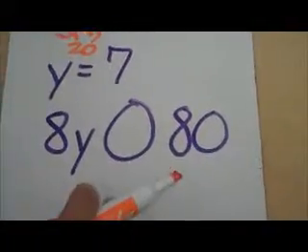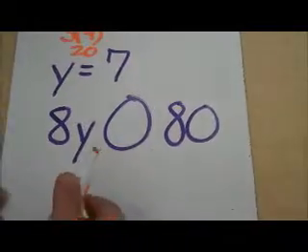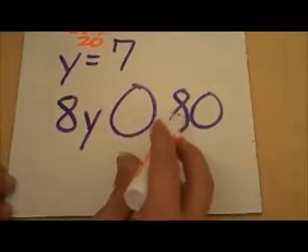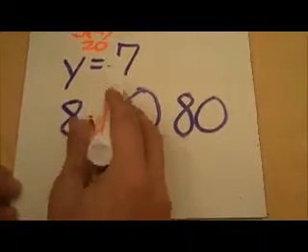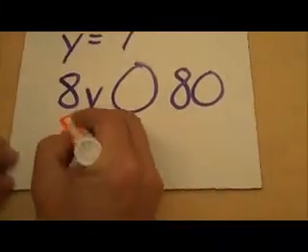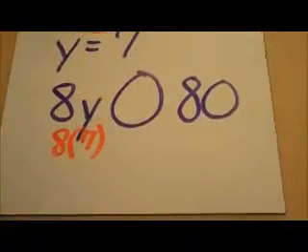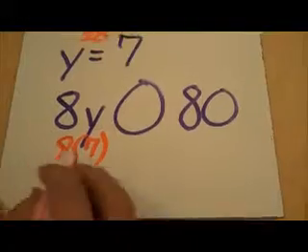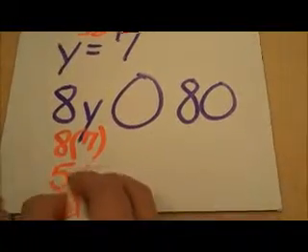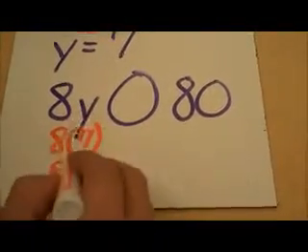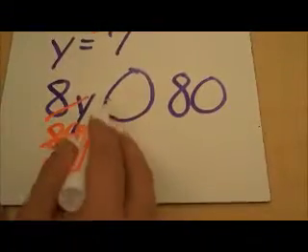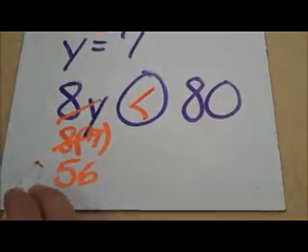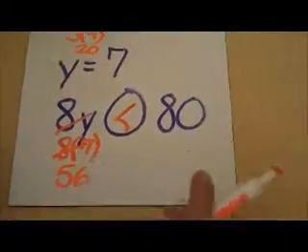Moving to the second one, same idea exists. I have 8y is greater than, less than, or equal to 80. So I'm going to plug 7 in for my y. Now I have 8 times 7, because 8 times y, 8 times 7, is 56. Is 56 greater than, less than, or equal to 80? And it would be less than. Remember to plug these things in.